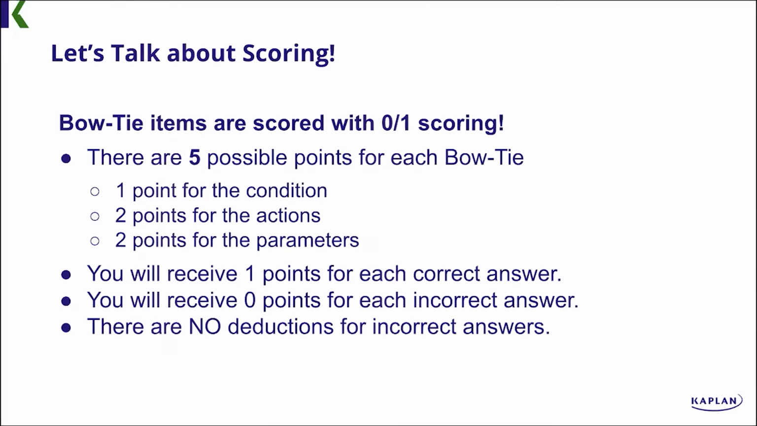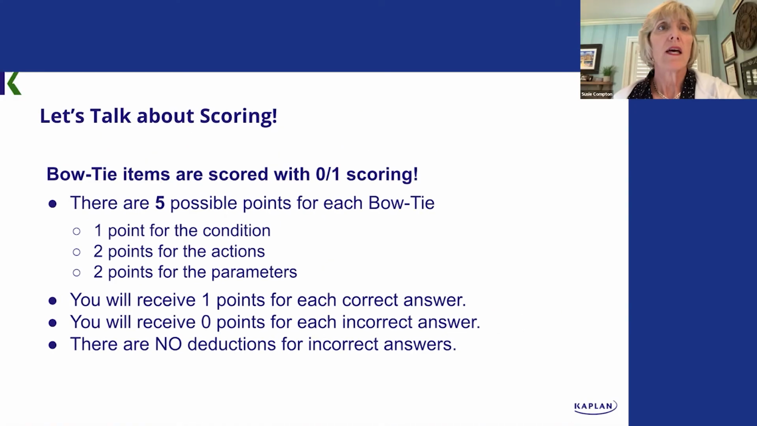Remember, with the launch of NGN in April 2023, the National Council of State Boards of Nursing, or NCSBN, will implement partial scoring. There are 3 partial scoring models: 0-1 scoring, plus-minus scoring, and rationale scoring. Bow tie items follow the 0-1 scoring model.